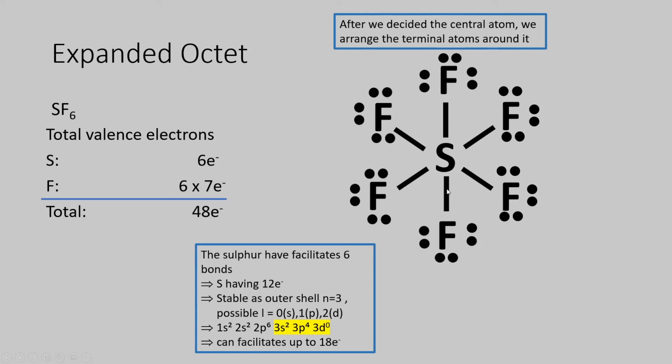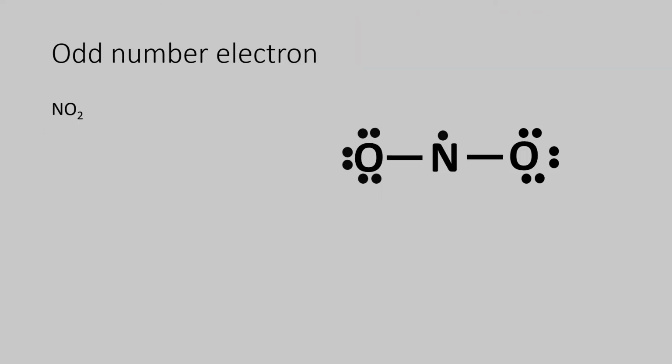Kalau you guys belajar nanti dekat university, ada pasal inorganic chemistry. It's very useful. You can do a lot of stuff with compound yang boleh buat banyak-banyak bond. Okay. So now we go on to odd number electron.